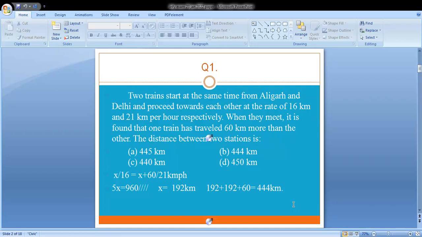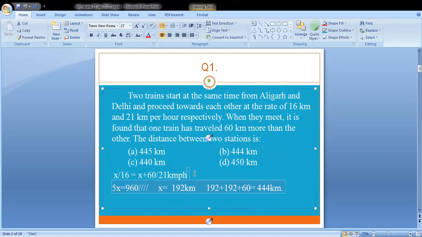Two trains start at the same time from Aligarh and Delhi and proceed towards each other. One train is going from Aligarh to Delhi, another from Delhi to Aligarh. Both are coming towards each other on different tracks.